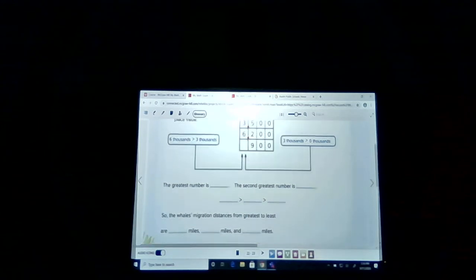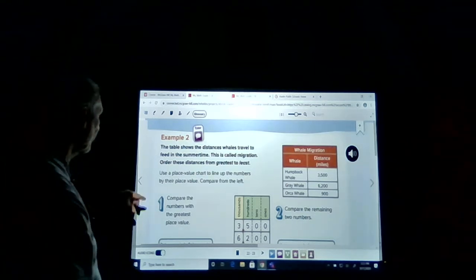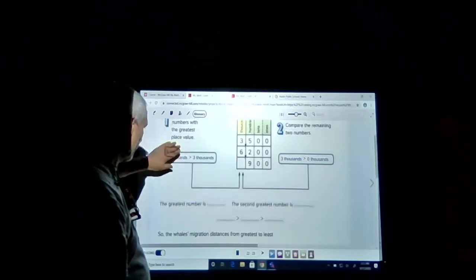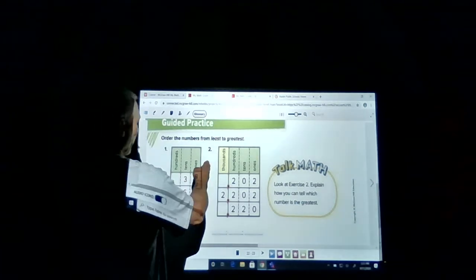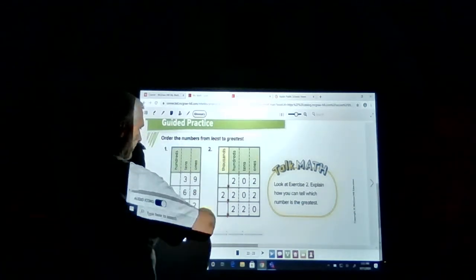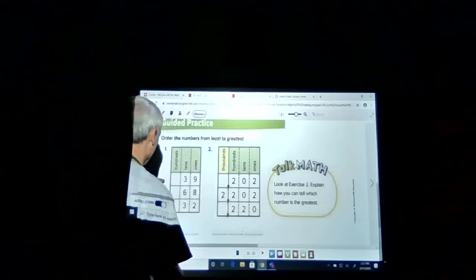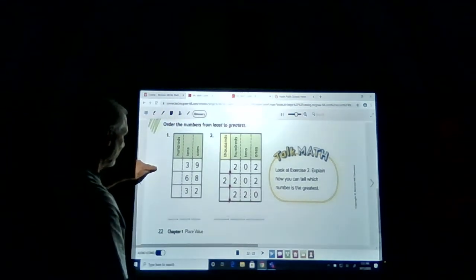We had the greatest number, the second greatest number, and we're going to go ahead and try that again on this page now. So example 2, I'm sorry, Mr. B is going to go to the guided practice. That's what we need to do. All right, order the numbers from least to greatest, and we're going to practice with our place value charts. So let's slide this up.